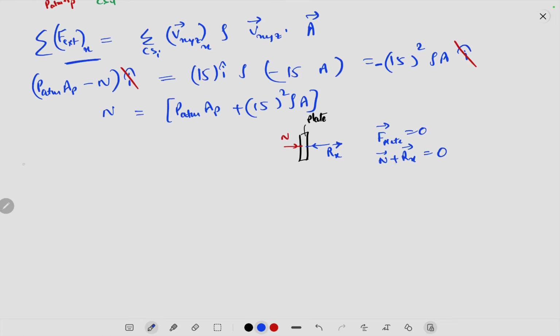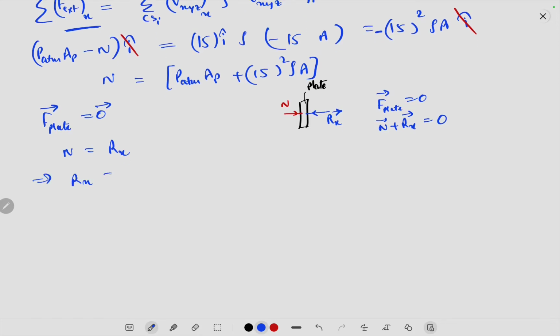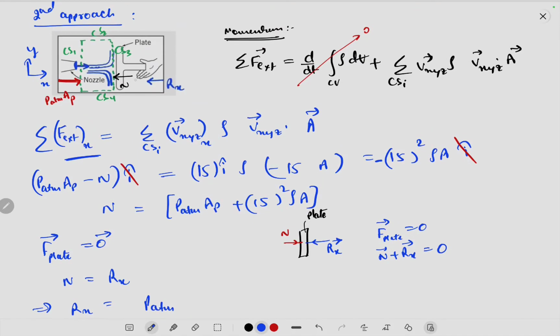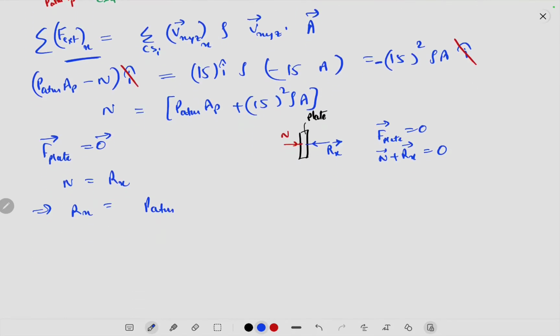So if I just take this, F plate should be 0. Now, on the plate, N is directed on this side, Rx is directed on this side, so N should be equal to Rx in magnitude. Oh, and I also forgot the force due to the atmospheric pressure. So that will be P atmospheric times A of plate also. A of plate is given as AP.